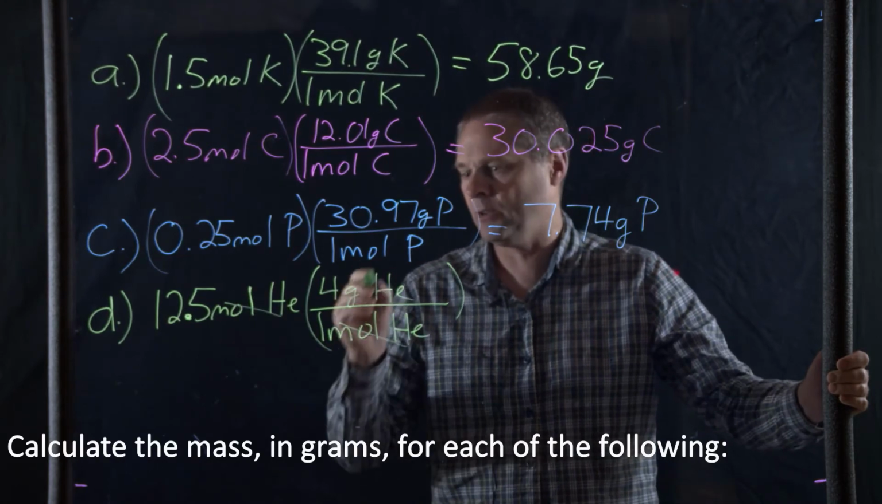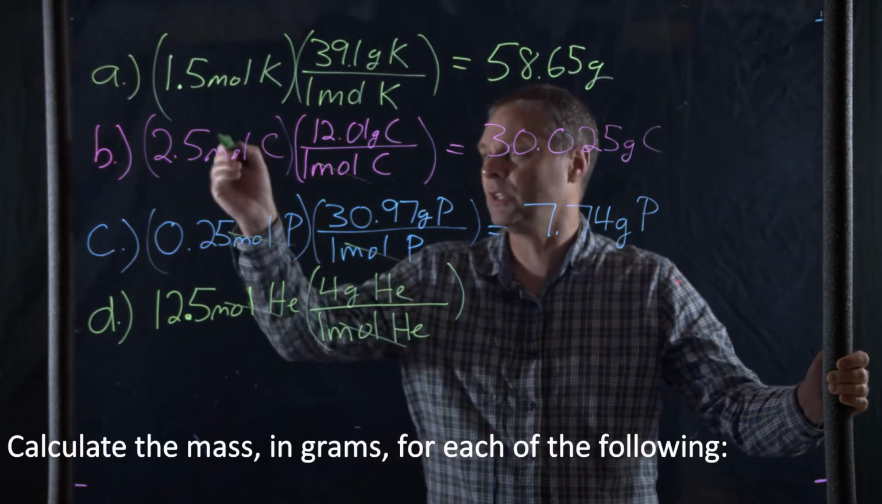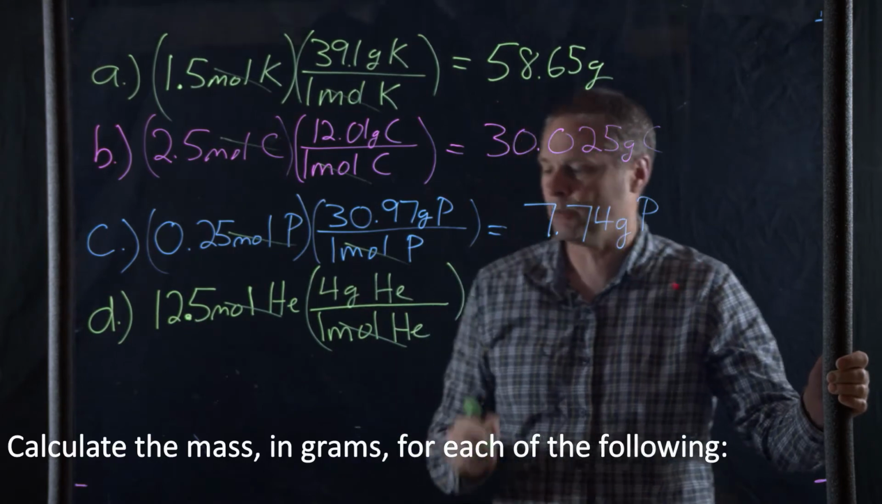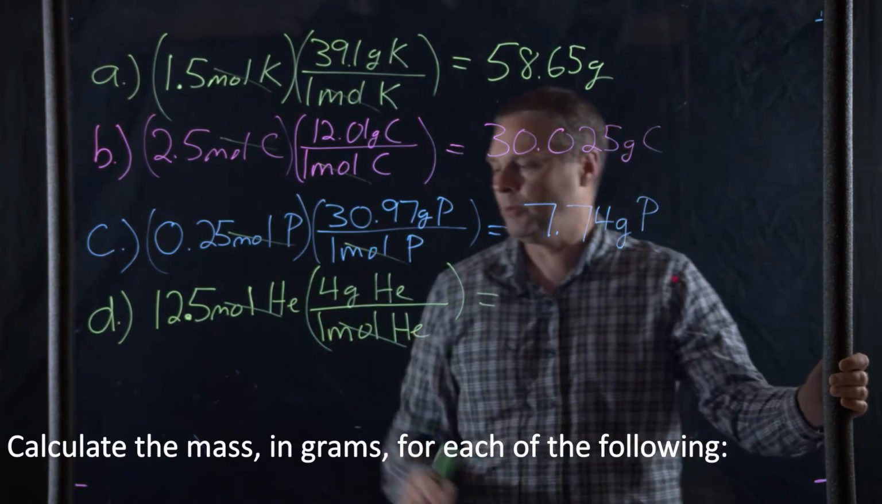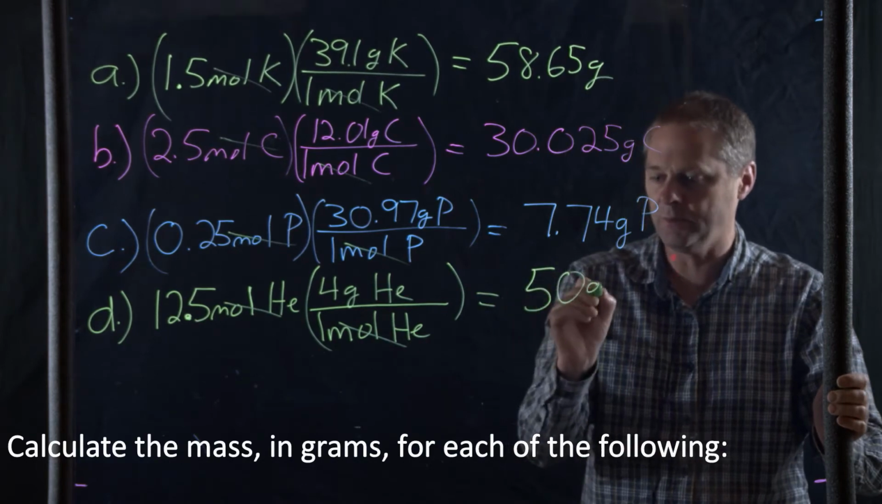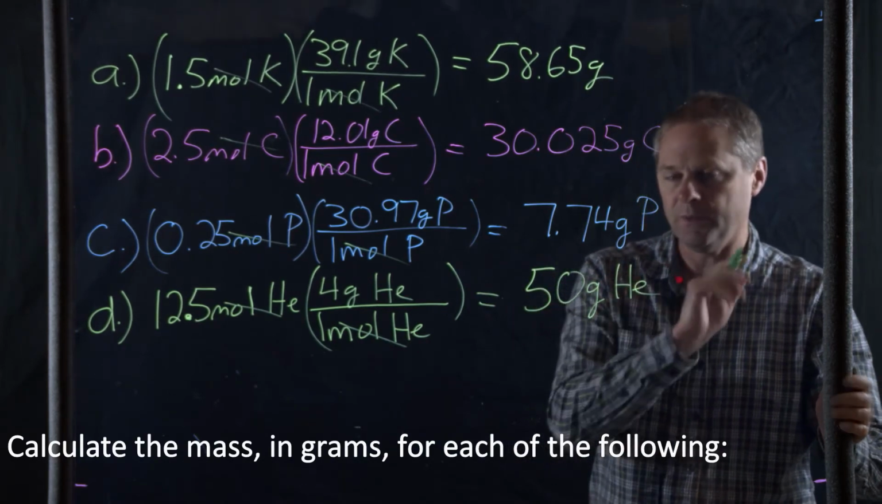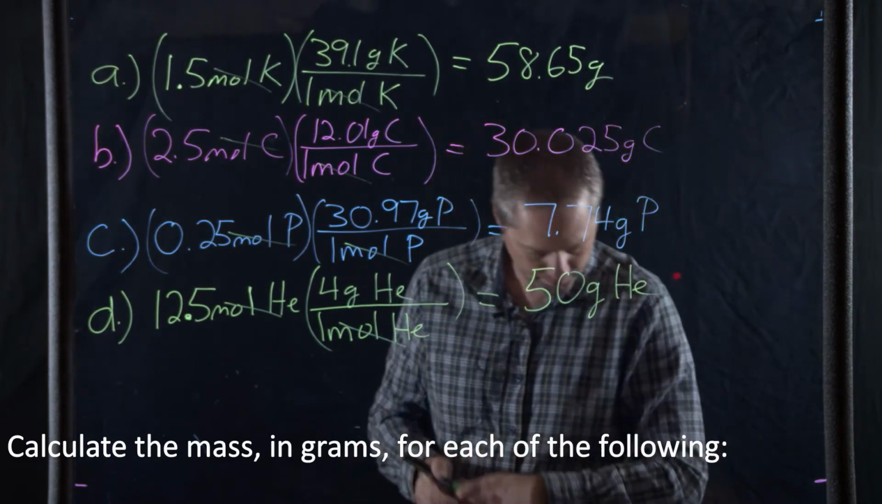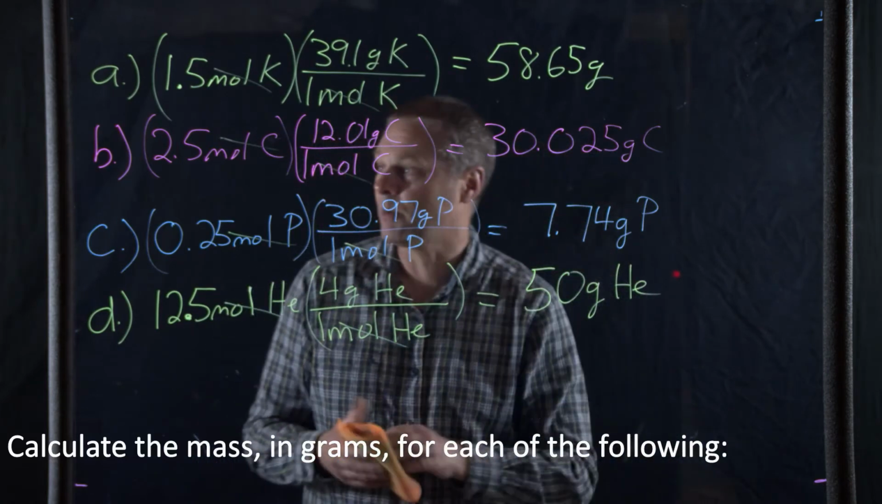One thing I failed to mention is that all these units down here will cancel. I think that's sort of self-explanatory. So 12.5 times 4 should be 50. So this is going to be 50 grams of helium. All right. That's how we do that problem.